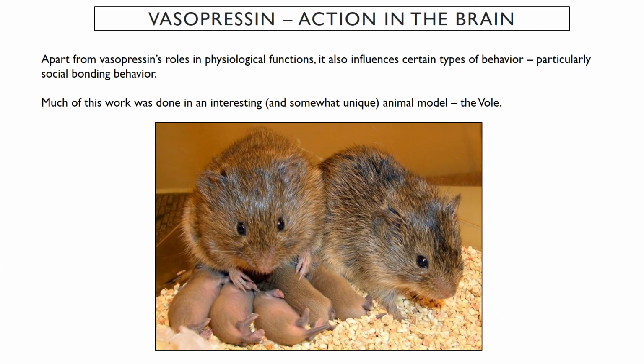Vasopressin, it looks like it has an additional role acting in the brain. It seems to influence certain types of behavior, in particular social bonding. A lot of this work has been done with a very interesting and somewhat unique animal model called the vole. So here's a picture of what a vole looks like.